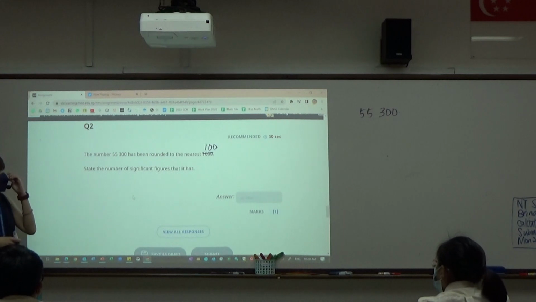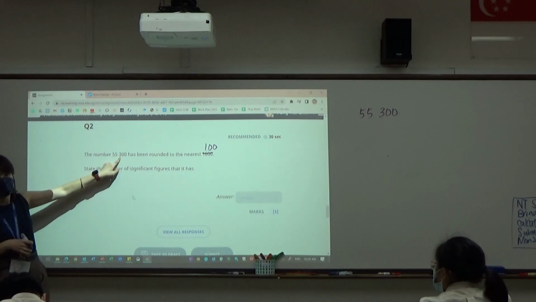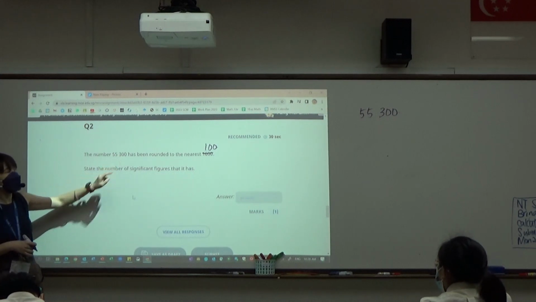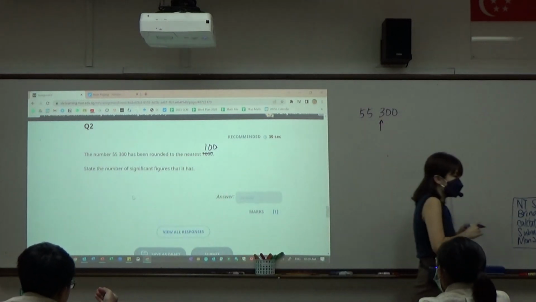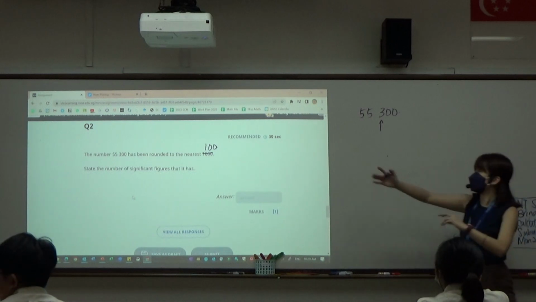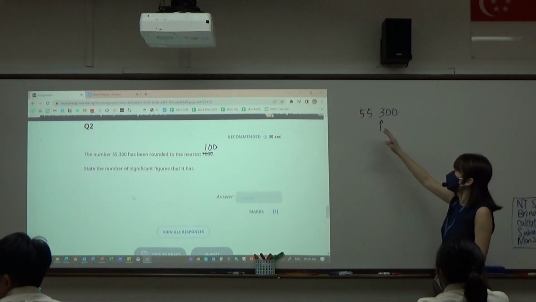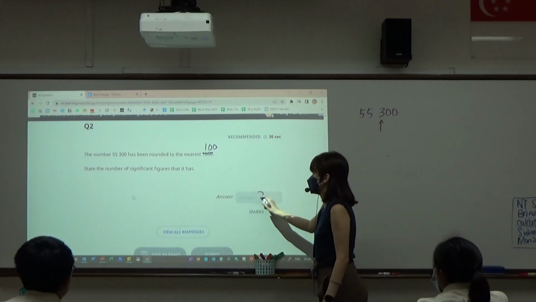If it's rounded to the nearest 100, that means my 100th position is 3. Agree? So how many significant figures would there be? Jin Jin, you want to give this a try? There will be 3 significant figures. Colin, you agree? Emmanuel, you agree? So we agree that there are 3 significant figures for this question, so the answer is 3.